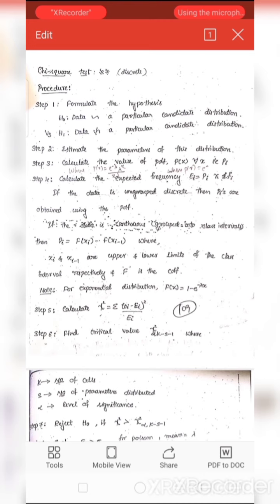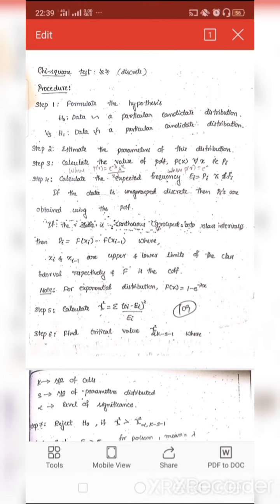Hello students, today we'll see the chi-square test for the discrete case. The procedure is as follows. Step 1: Formulate the hypothesis, that is H0, the given data have a particular candidate distribution, versus H1, the given data don't have a particular candidate distribution. Step 2: Estimate the parameter of this distribution.